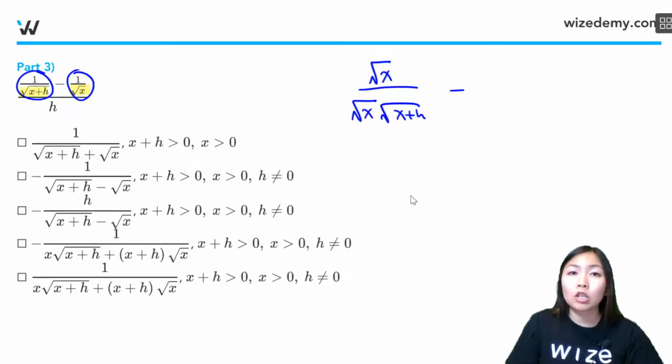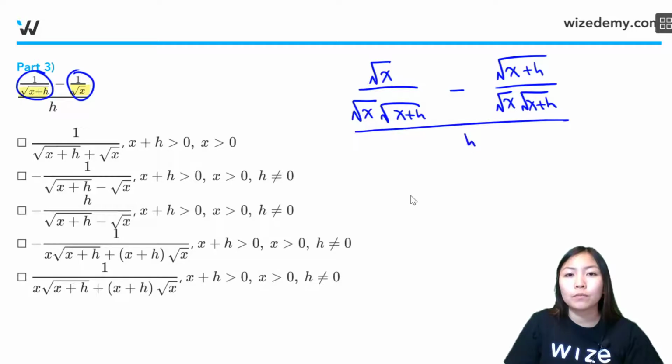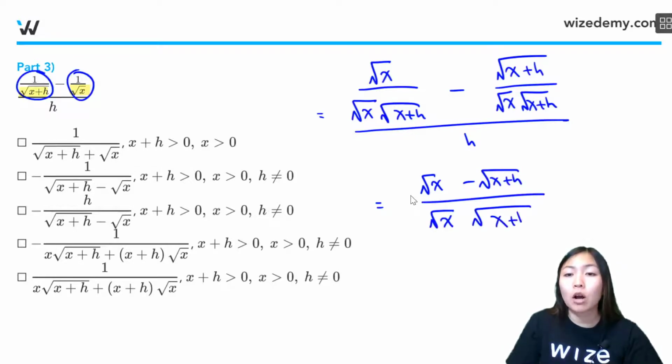Second fraction, I need to multiply top and bottom by the square root of x plus h. So that's the square root of x plus h divided by square root of x, square root of x plus h. And don't forget, I'm dividing everything by an h. I'm not changing the question because I'm just multiplying essentially by 1 to each fraction. But now I can combine this and I get the square root of x minus the square root of x plus h divided by square root of x, square root of x plus h. Because they're common denominator, I can just subtract the numerators.